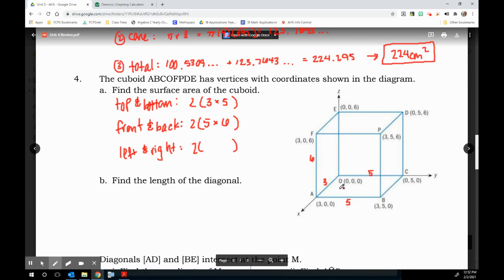And then finally, the left and right pieces. I'm just going to use this left piece because I already have the 2 sides that I need. My width or my X value is that 3, and my height or the Z value is that 6. So 3 times 6. So working all 3 of those out and then adding them together will get me my total surface area, which should be, I get 30, 60, and then 36. So 126. They don't give us any units here, so you could just leave it as 126 or 126 units squared.